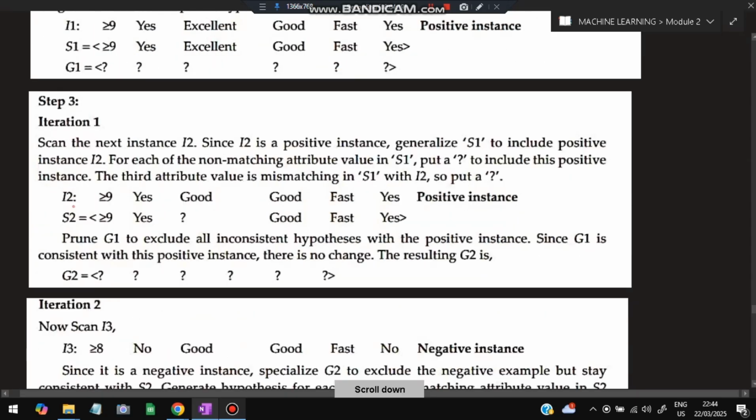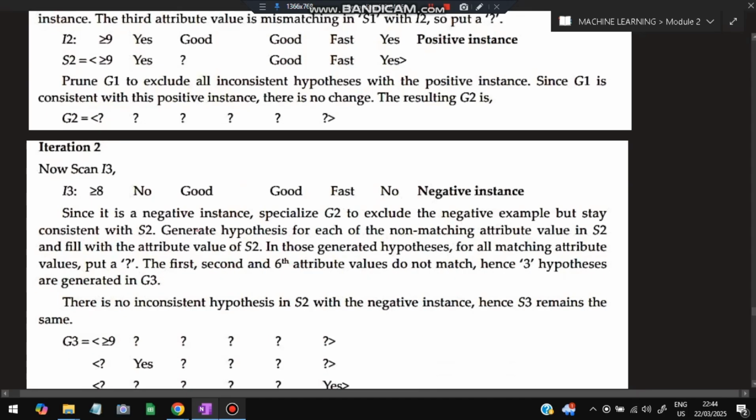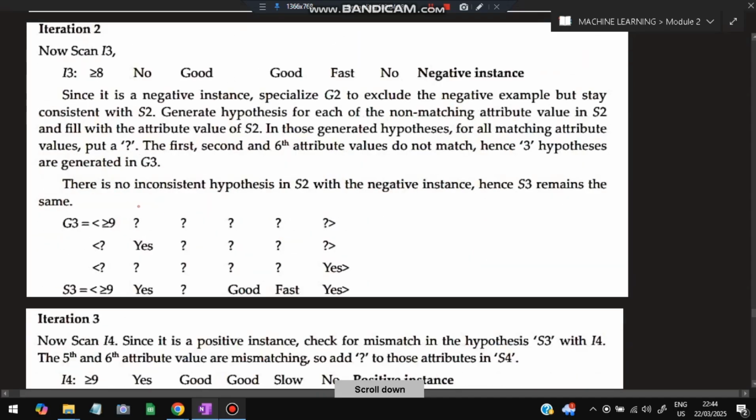Next, in instance 2, we consider the positive instance, and a change has happened here from excellent to good, so it will become a question mark. S2 is becoming more general, so it became a question mark, but G2 is becoming more specific. But since there is no change, it will still have question marks only. Then the third is a negative instance, and we have to ignore the negative instance for S. There is no inconsistent hypothesis in S2 with the negative instance, hence S3 remains the same.